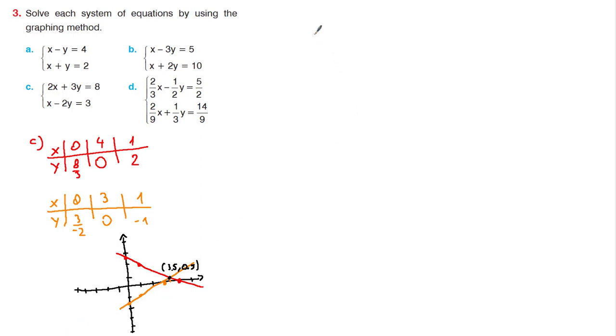And the last system, under D, we have 2 over 3x minus 1 over 2y equals 5 over 2, and 2 over 9x plus 1 over 3y equals 14 over 9. It will be way easier if we didn't work with these fractions. We can multiply the first equation by 6 and the second equation by 9.